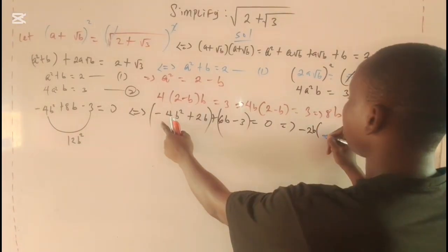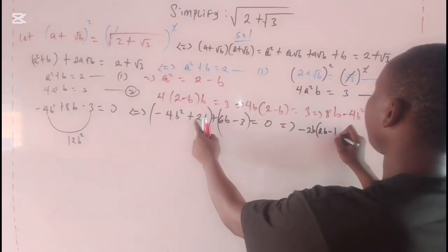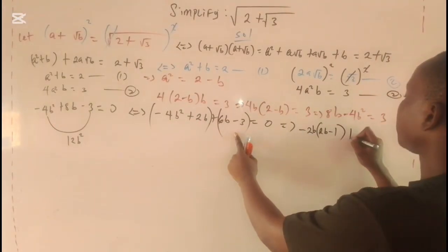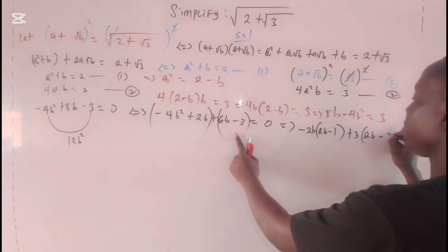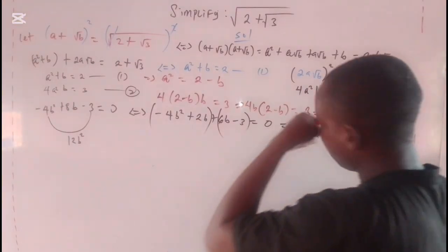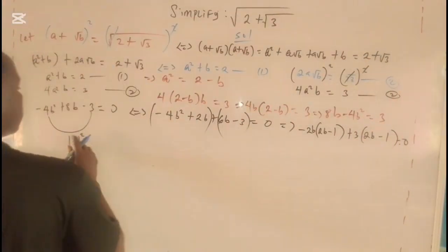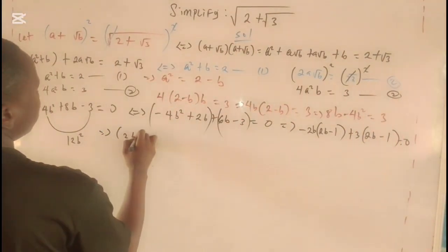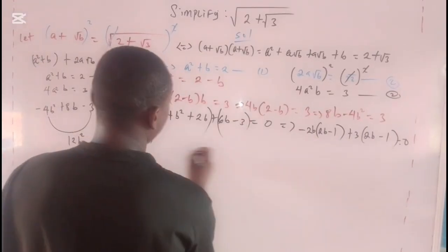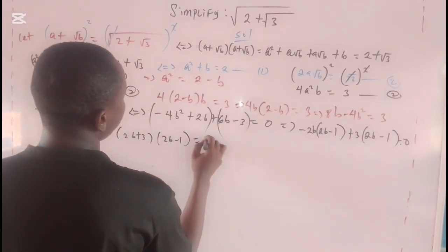negative 2b. So we're gonna have 2b, then negative 1. And what's going here is positive 3. So bracket 2b minus 1. And everything is equal to 0. So you bring 2b and 3 together. So we're gonna have 2b plus 3. I take 1 out of this. So we have 2b minus 1 is equal to 0.